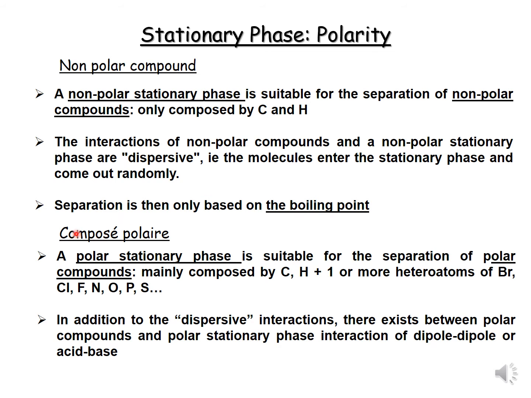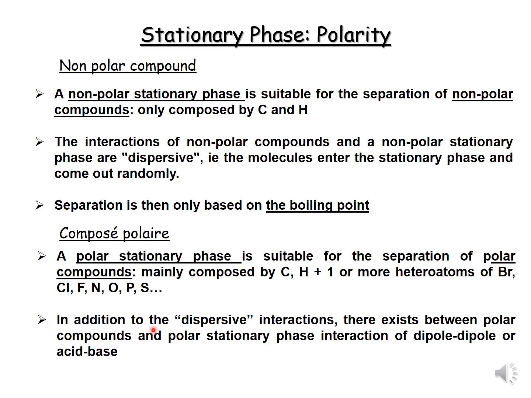For the polar compound, I'm sorry this is in French, but you can understand: non-polar compound, polar compound, composé polaire. A polar stationary phase is suitable for the separation of polar compounds. We choose the same polarity for the stationary phase and the compound. The polar compounds are mainly composed of carbon, hydrogen, plus one or more heteroatoms, like bromide, chloride, fluoride, nitrogen, etc.